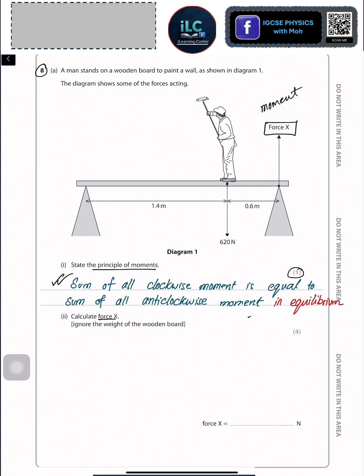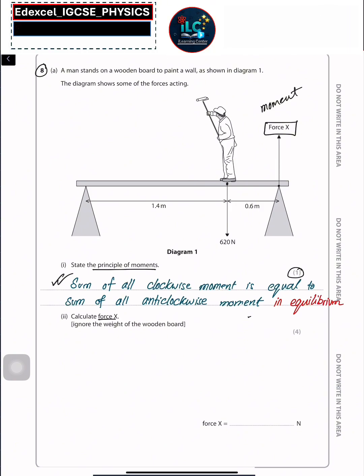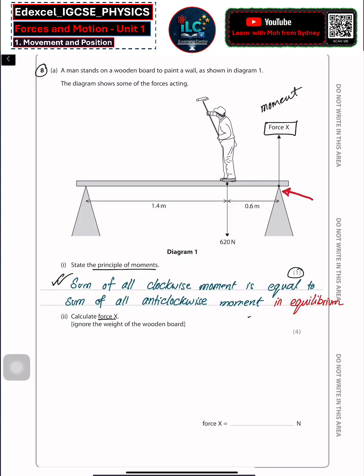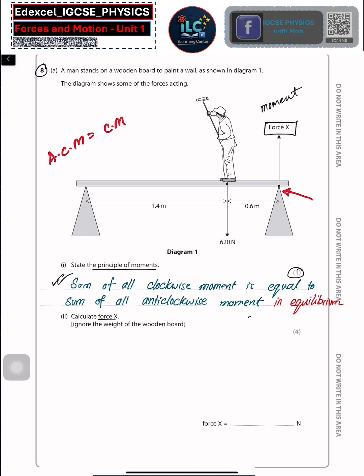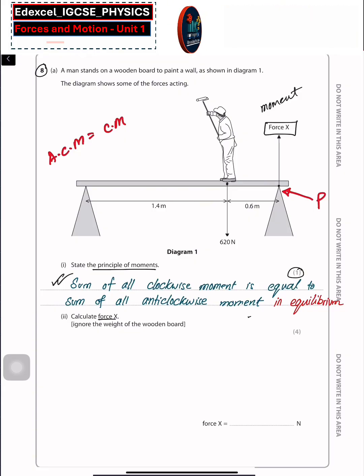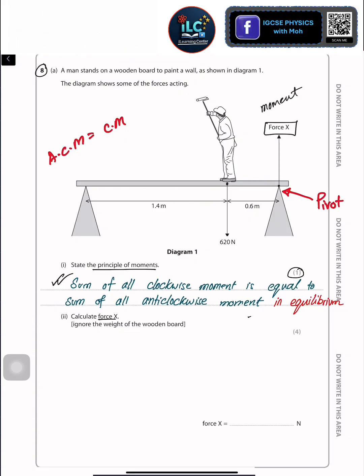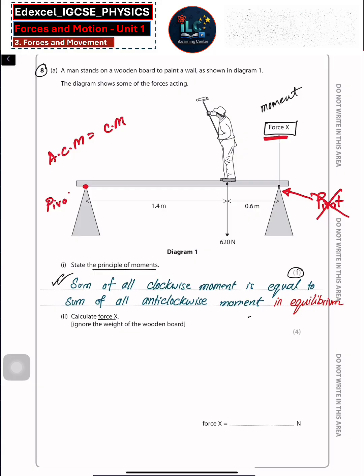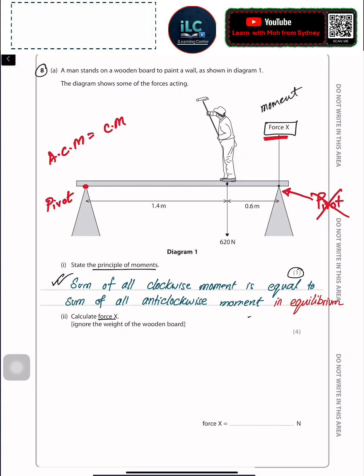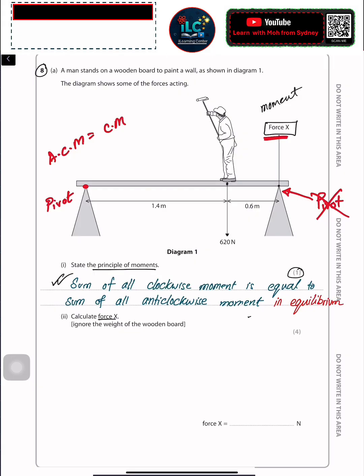Force x is this one. Because he's asking you to find force x, we can't take this point as pivot. You know that to do the calculation where anti-clockwise moment will be equal to clockwise moment, you have to have a pivot. So we can't take this point as a pivot because we are finding this force. So this is not the pivot, so we will take this point as a pivot. Okay, it's up to you. You can consider any pivot, but usually we try to take the pivot where it's easy for us.